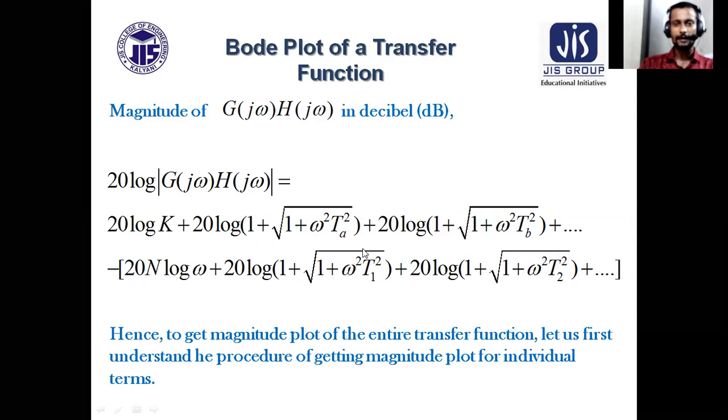Now see here, to get a plot of this magnitude, we must know how to plot this term, this term, this term, all these terms. Plotting of all these individual terms is to be known. So what will we do? We'll try to understand how to get the plot for all these individual terms. Now, this term, log of 1 plus under root 1 plus omega square t square.